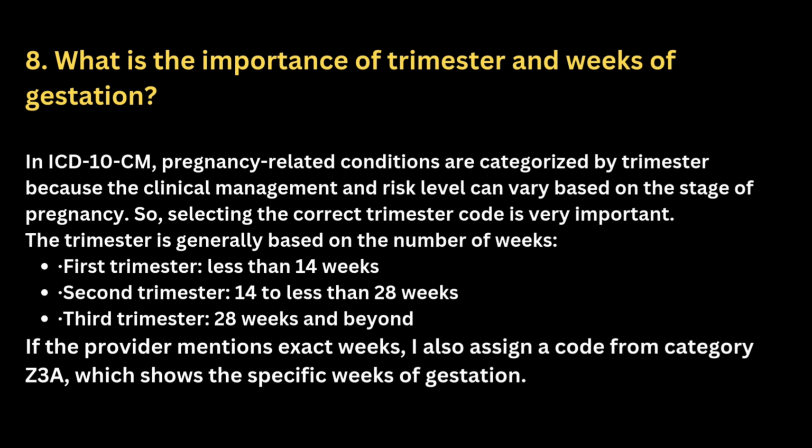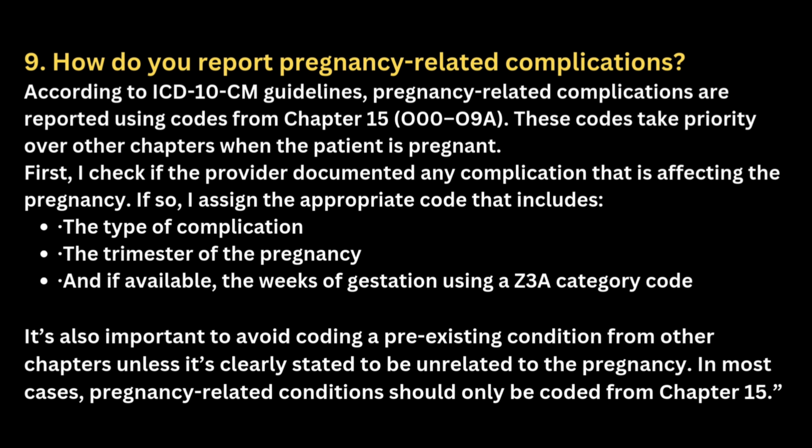8th question, what is the importance of trimester and week of gestation? Pregnancy related conditions are categorized by trimester because the clinical management and risk level can vary based on the stage of pregnancy. So selecting the correct trimester is very important. First trimester is less than 14 weeks, second is 14 to 28 weeks, third trimester is 28 weeks and beyond. So if the week is given, add Z3A code.